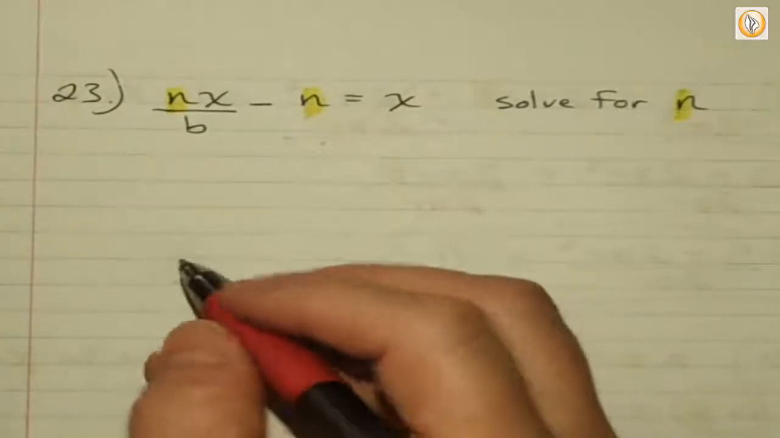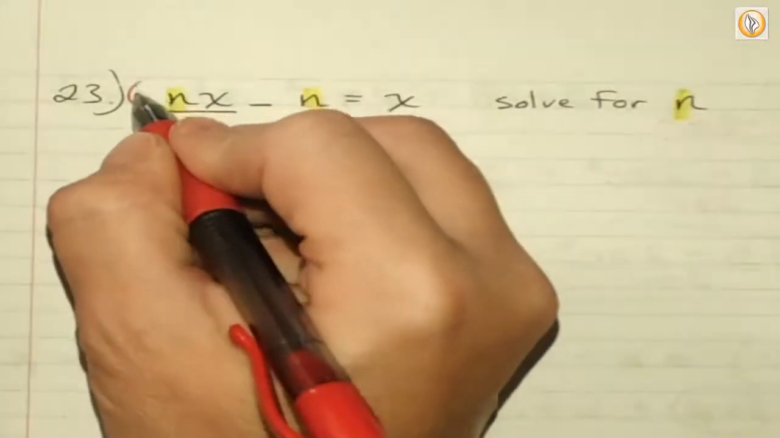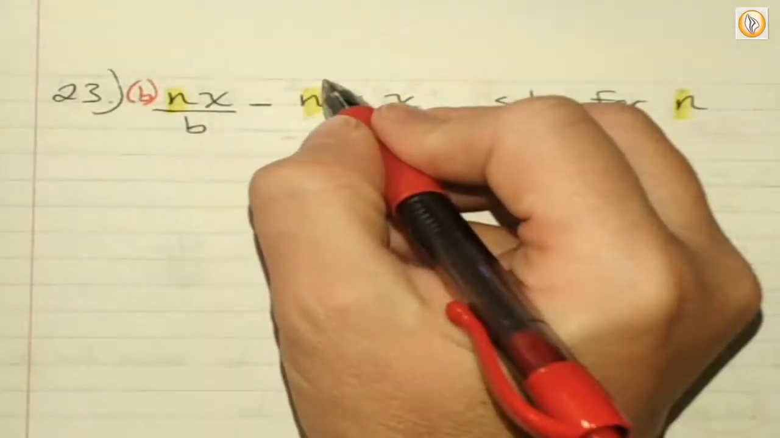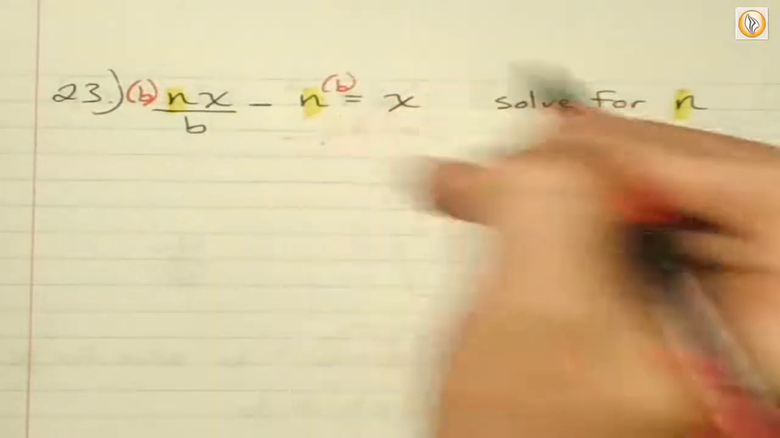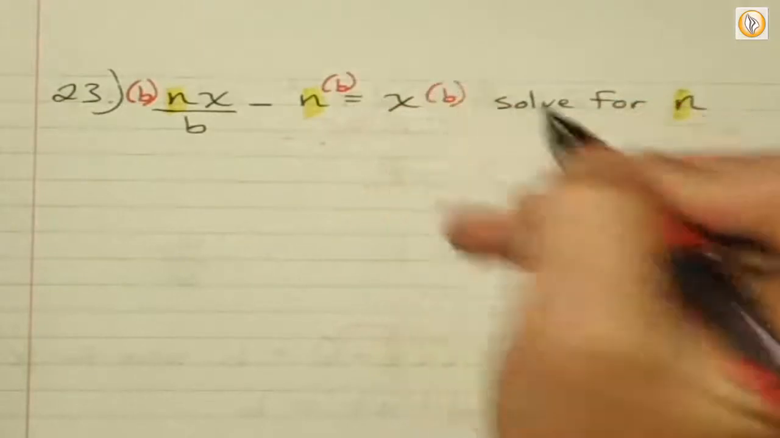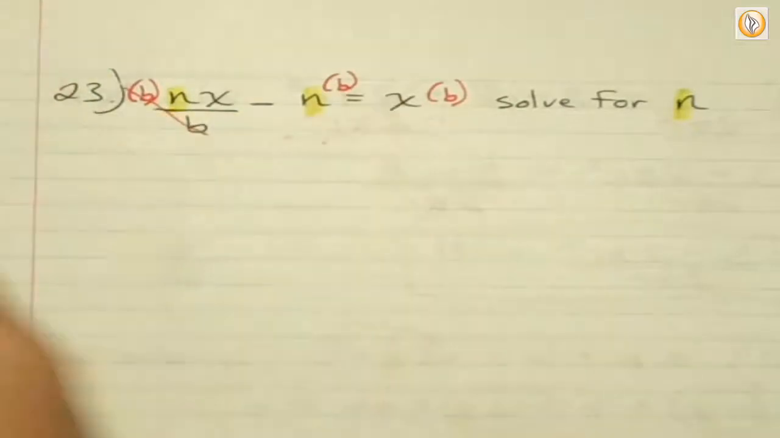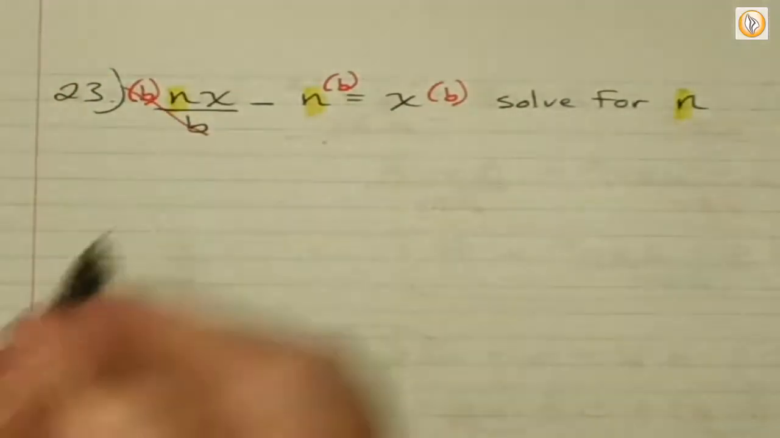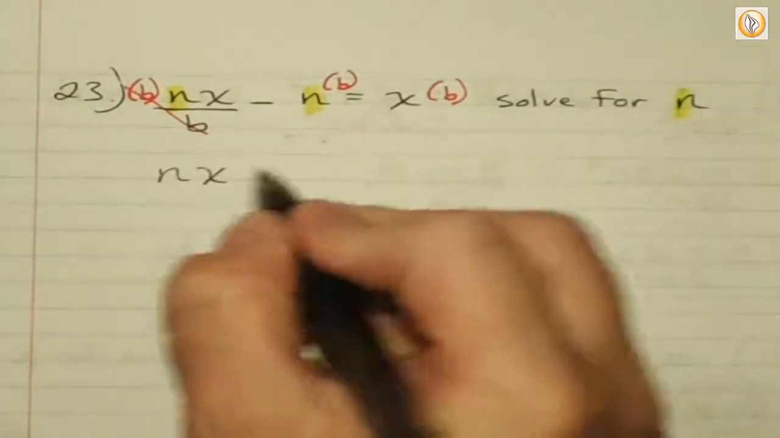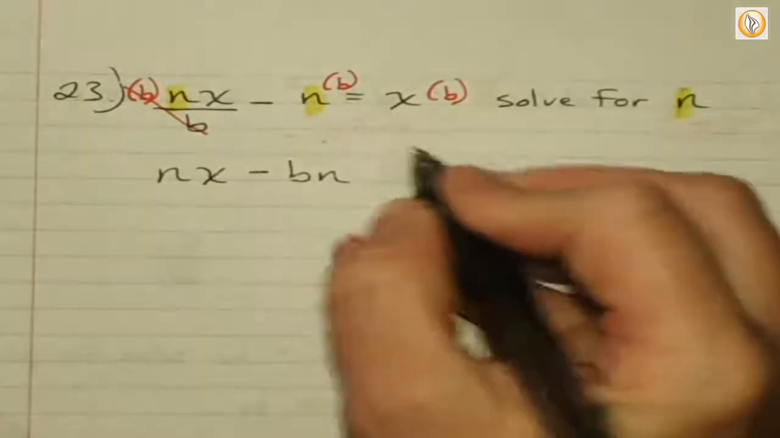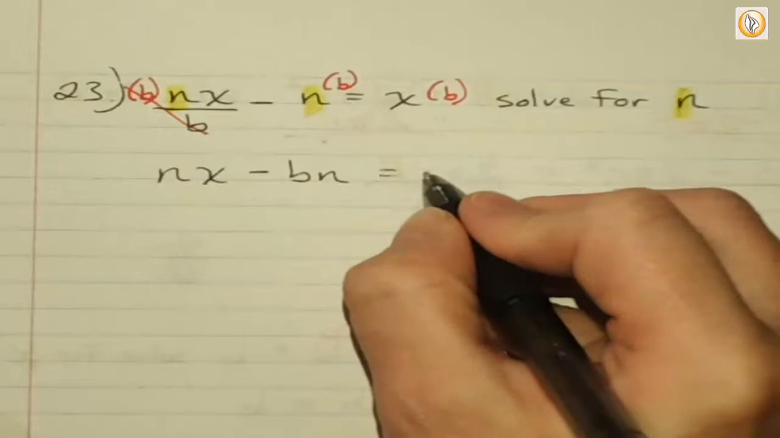So again, look at what I'm doing. We're going to multiply that term by b. And I'm going to also multiply this n by b because you got to do it by everything. So I have nx minus bn equals bx.